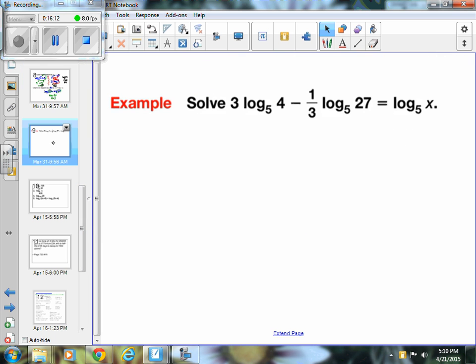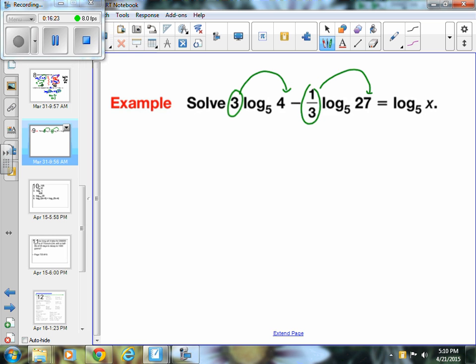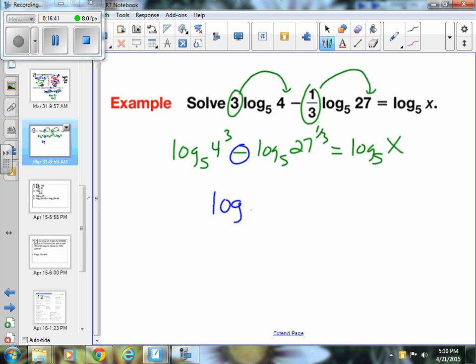All right, let's try one more of these. We've got a whole bunch of stuff going on here. So see those numbers out front, order of operations, deal with the multiply before the subtract. We need to deal with these exponents, so we're going to bring them up top. They're going to be the powers on the inside. So log base 5 of 4 to the third minus log base 5 of 27 to the 1/3 equals log base 5 of x. Okay, now we have a difference of two logs at the same base. That's the same as the log of the quotient. So those two things divided.